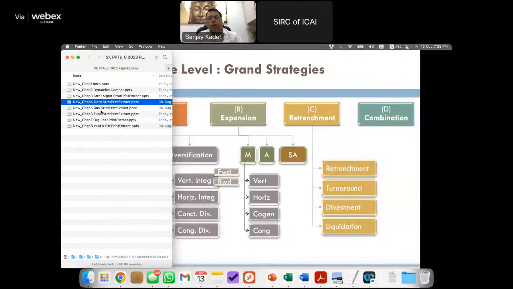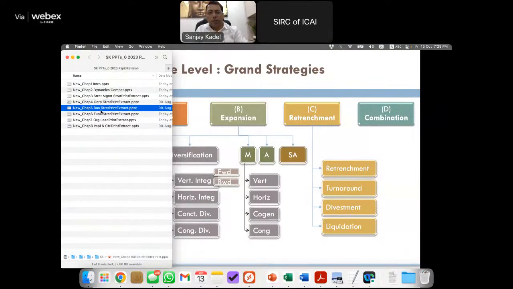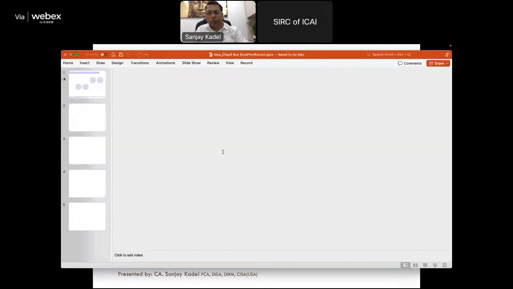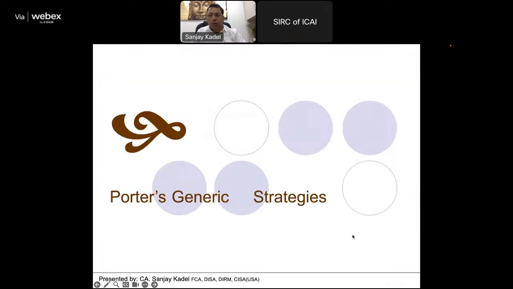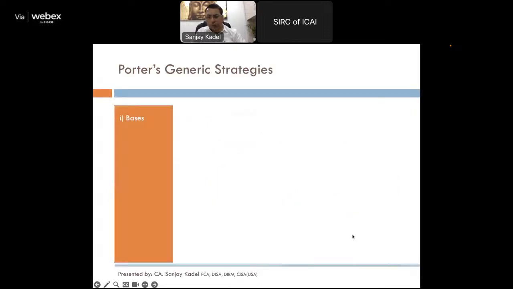Now, getting into the next half of this subject, we'll get into chapter number 5. Okay. Chapter number 5, we will see two important concepts. First is Porter's generic strategies. Now, what do you mean by generic word? The word generic means general or common.